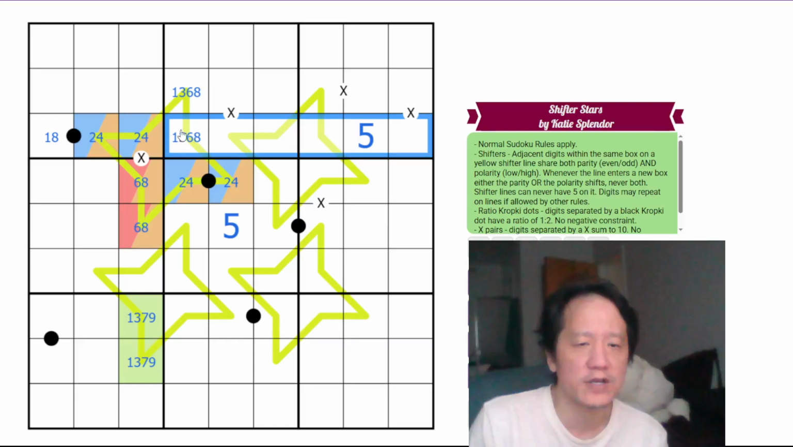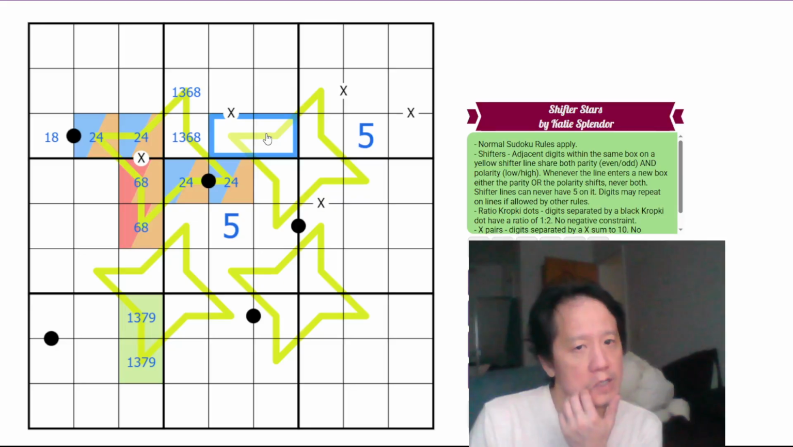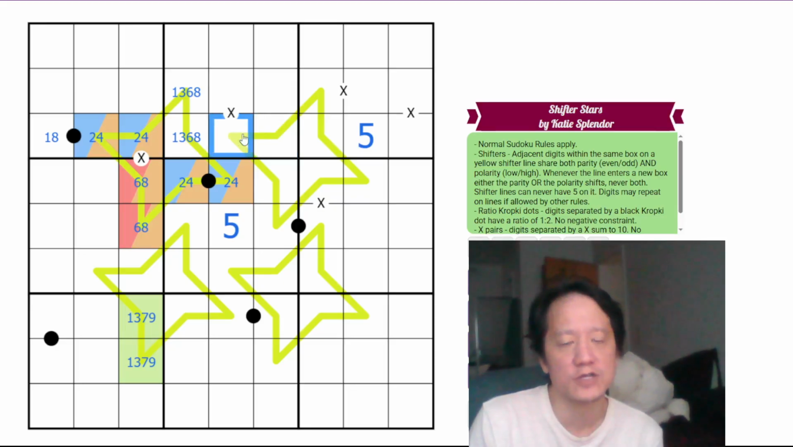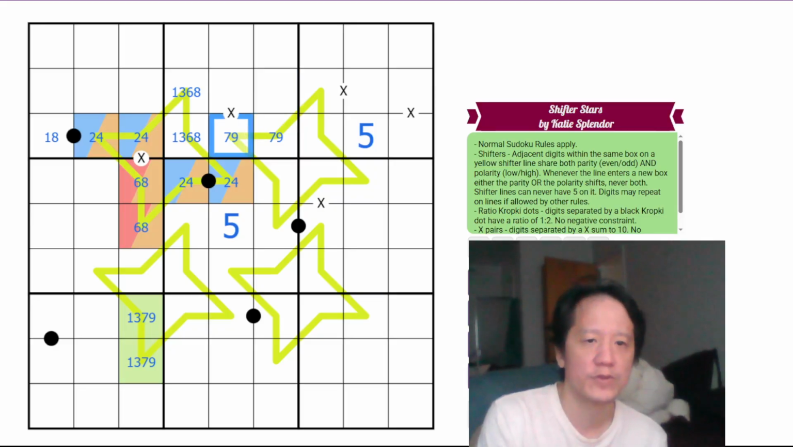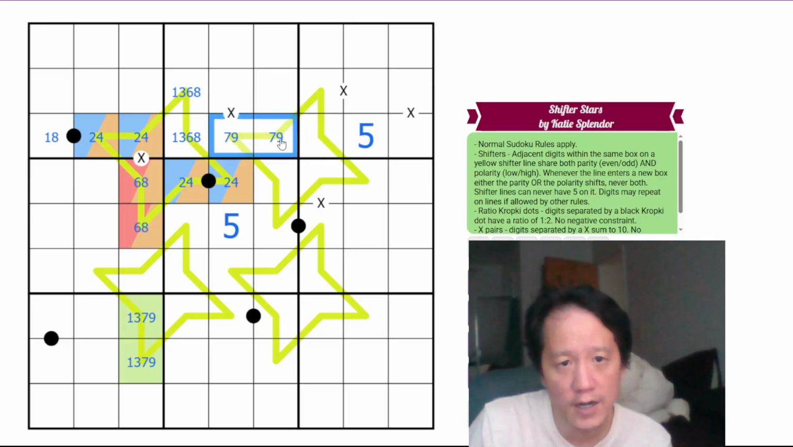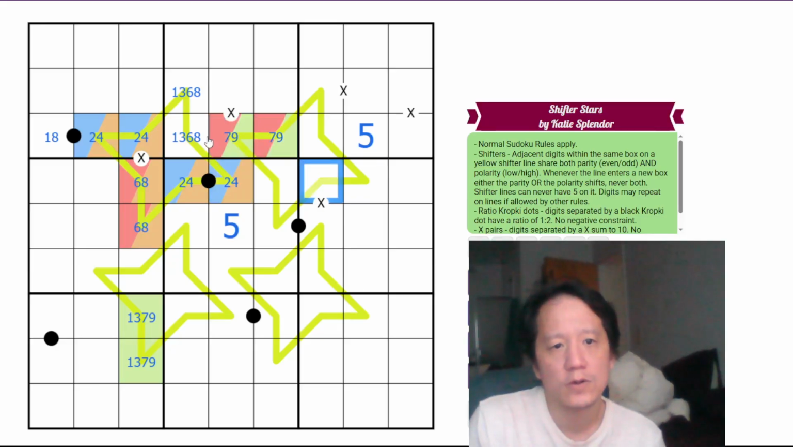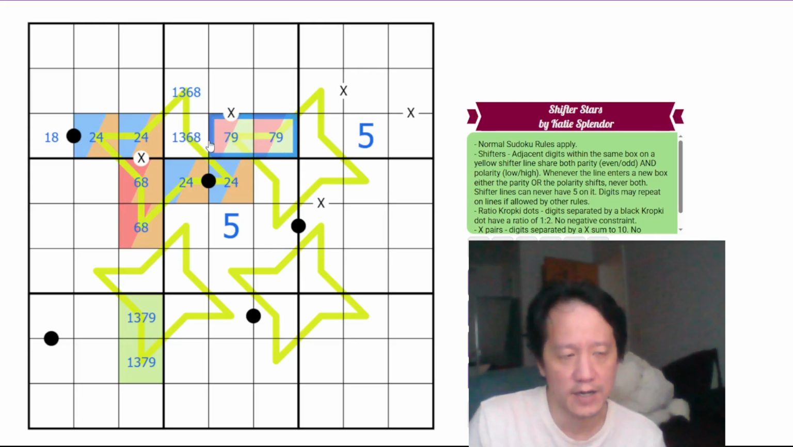Where are the 7 and 9? Well, one of them then has to be here. And if one of them is here, the other one is here because they're the same polarity and parity. So this must be a 7, 9 pair. So this is even and high. This is odd and high. That goes to even and high or odd and low.